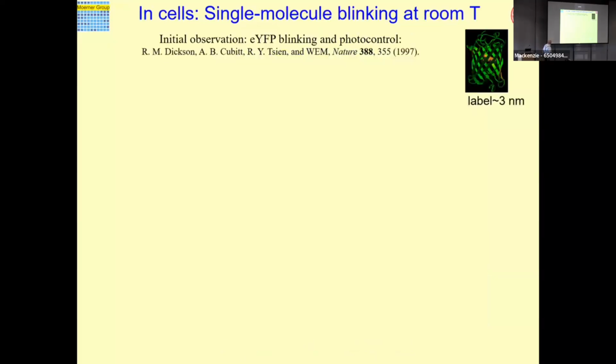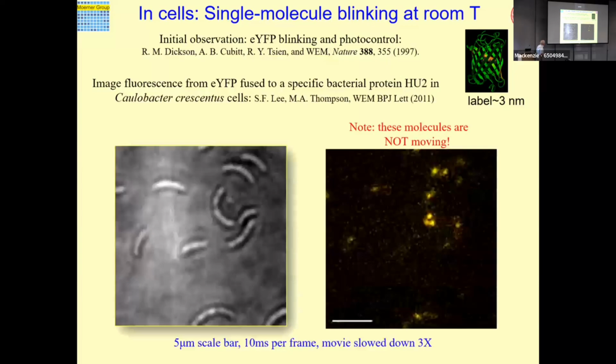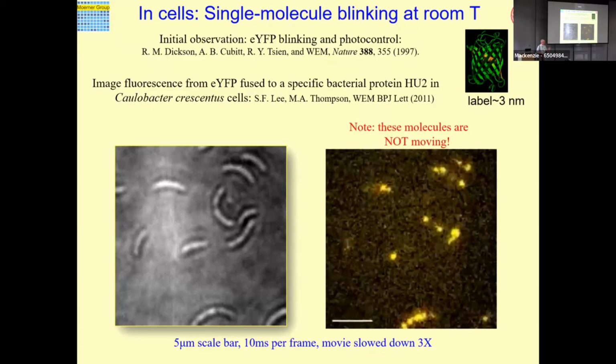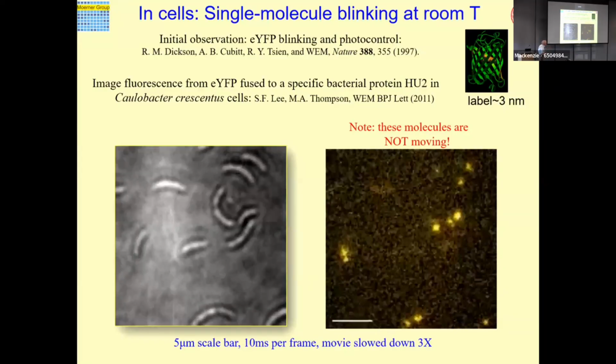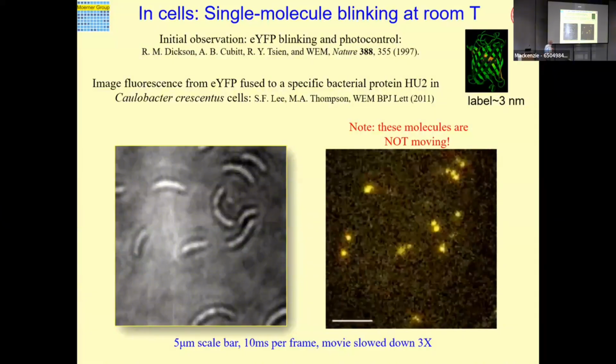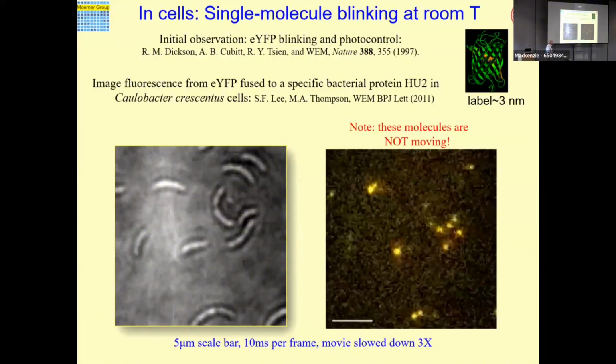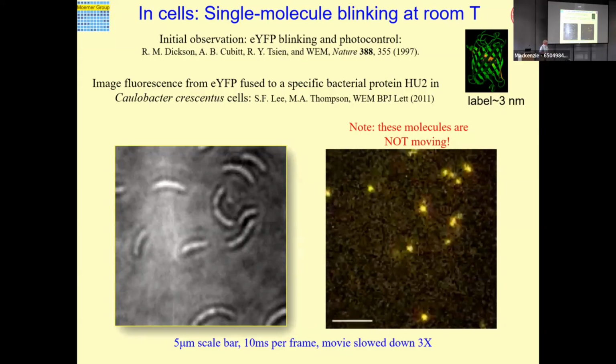All right, so back to the main story. This blinking that I just showed you at room temperature for EYFP, I just want to show it to you a slightly different way. This is now in cells. Here's a bunch of bacterial cells where EYFP has been fused to a specific bacterial protein. The wonderful part is just to watch this movie of the fluorescence. Nothing's moving here. These molecules are not moving around in the cells on this time scale. All of this is the blinking of these fluorescent proteins inside those bacteria.